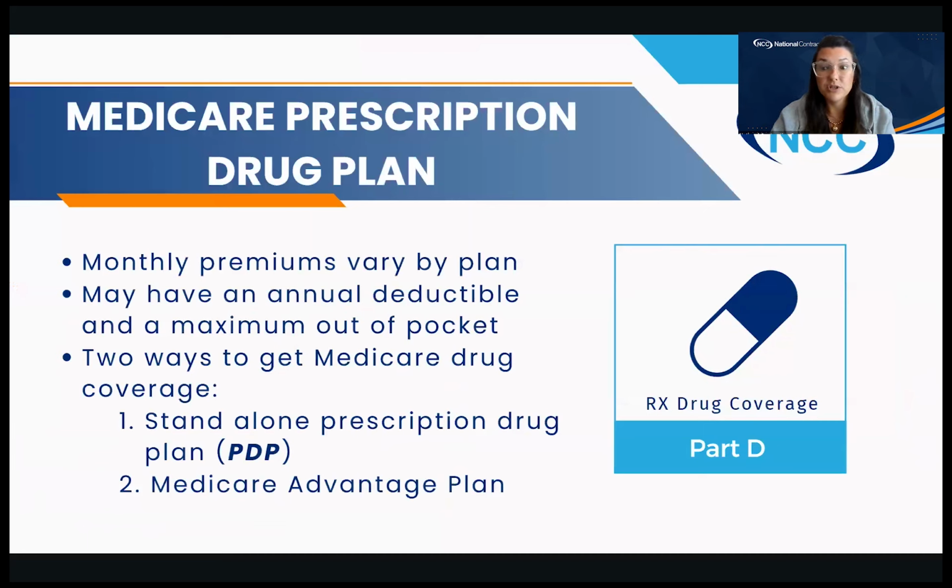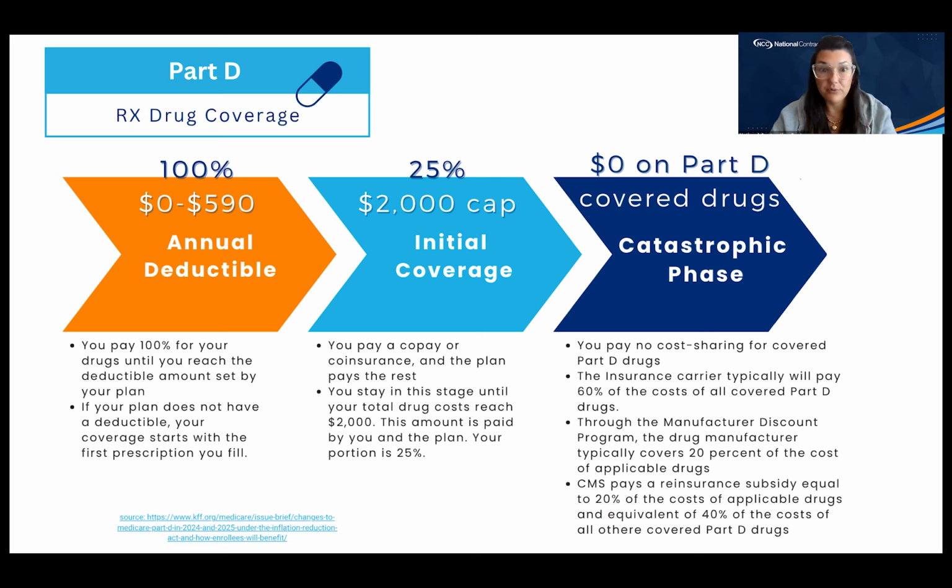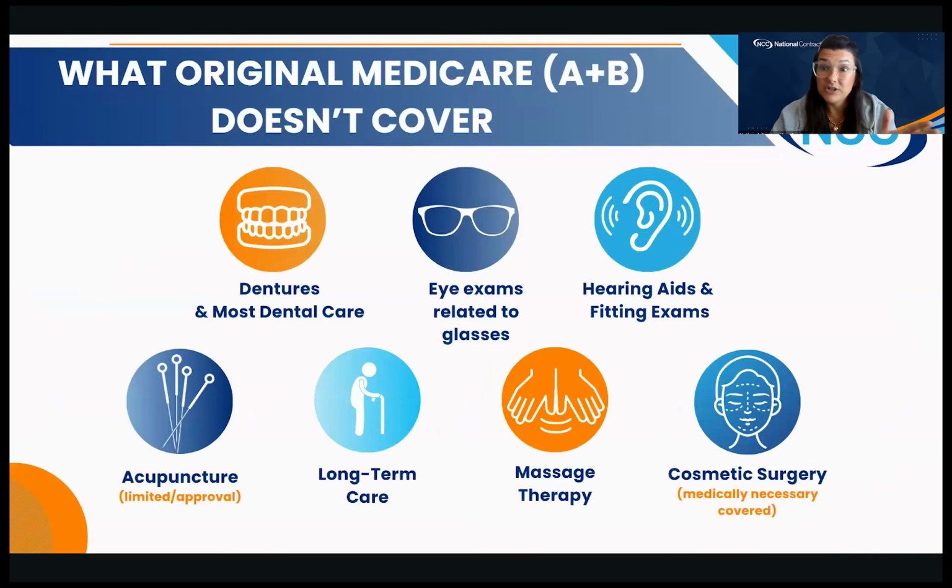Going over how their prescription drugs work. This is a cheat sheet that we're going to send you. It's really great. You are expected to talk about, when you get to the PDP portion, the tier levels and classifications for drugs. What is a prior authorization? What is step therapy? What are quantity limits? You can provide this to the beneficiary. Again, going through how their Part D flows. What does original Medicare not cover? This is not required by Medicare, but it's a really great mention when we're dealing with someone who's trying to decide between a Medicare Advantage and a Medicare supplement.